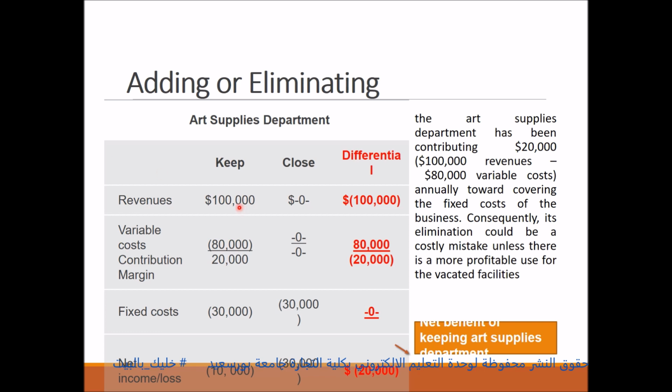So if the department is closed, revenues generated will decrease by $100,000. Variable cost will also decrease by $80,000, and the contribution margin will decrease by $20,000. The difference between revenues and variable cost represents the contribution margin. So the art supplies department has been contributing $20,000 annually towards covering the fixed cost of the business, towards covering the $30,000 fixed cost.